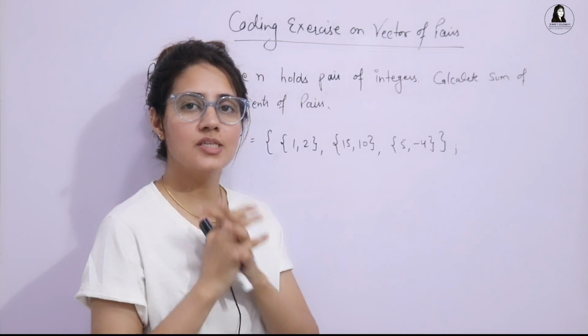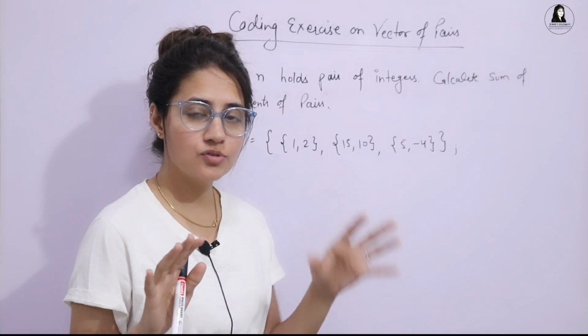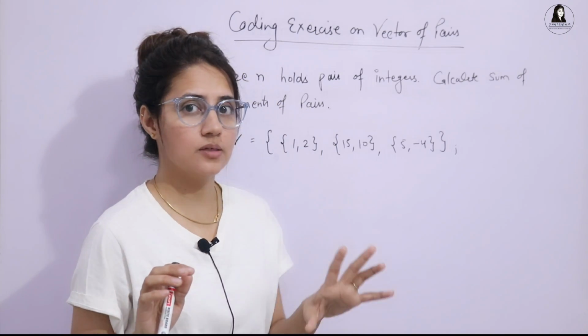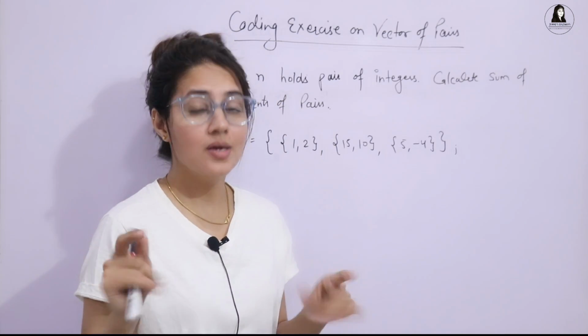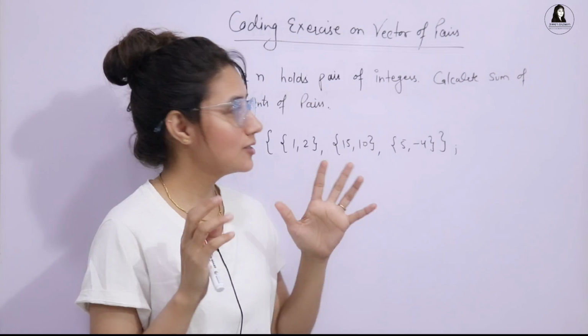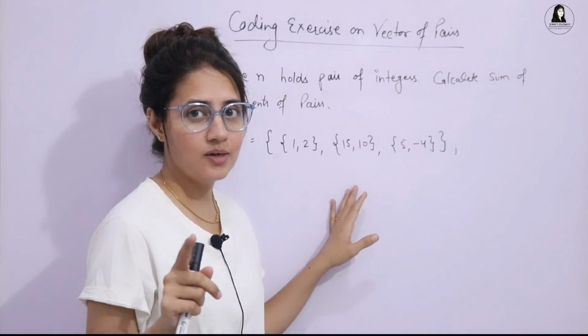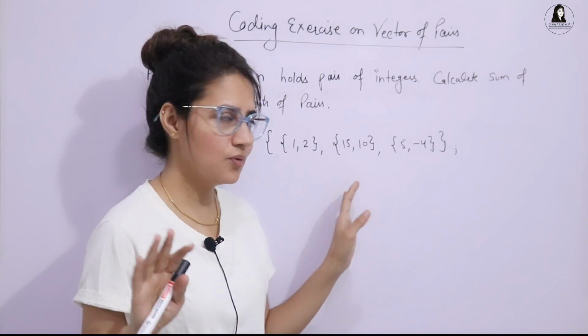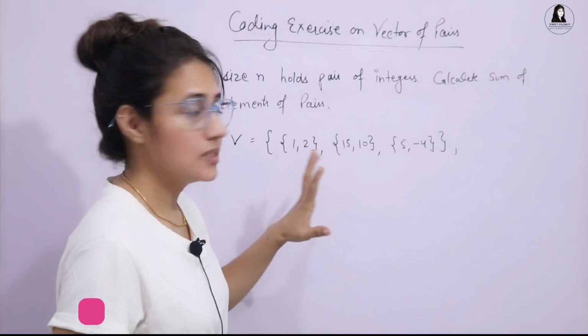So in the series of learning the C++ programming language, in the previous video we have seen what a vector of pairs is, right? I hope that is clear to you guys, because based on that only we will be discussing one coding exercise in this video, right? It's not tough, a simple one. What is this exercise? Let's see.